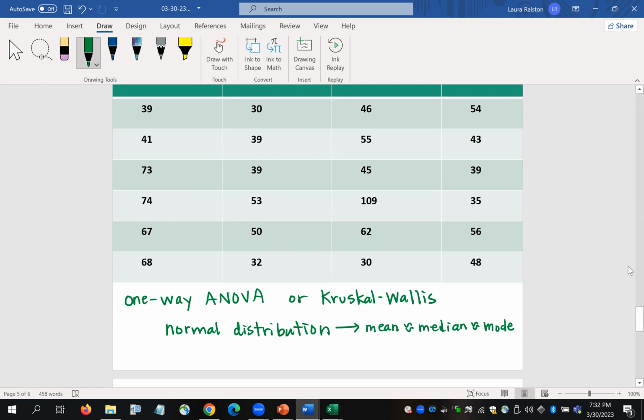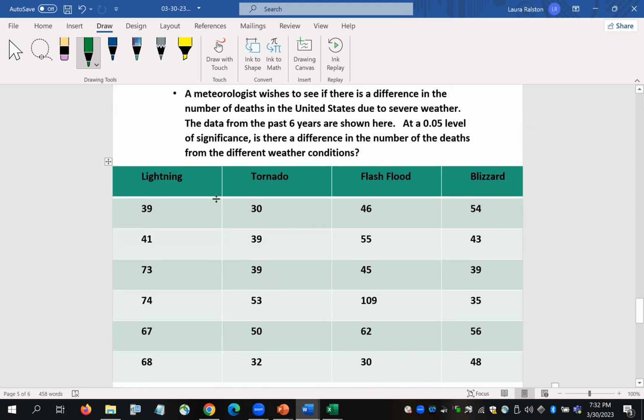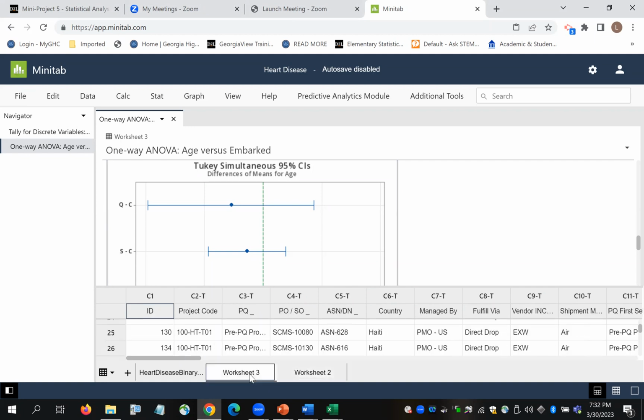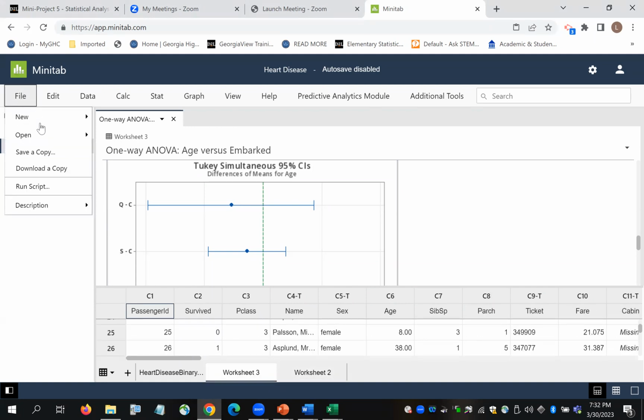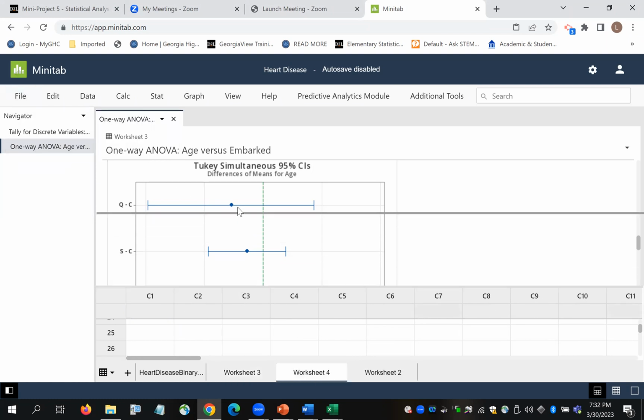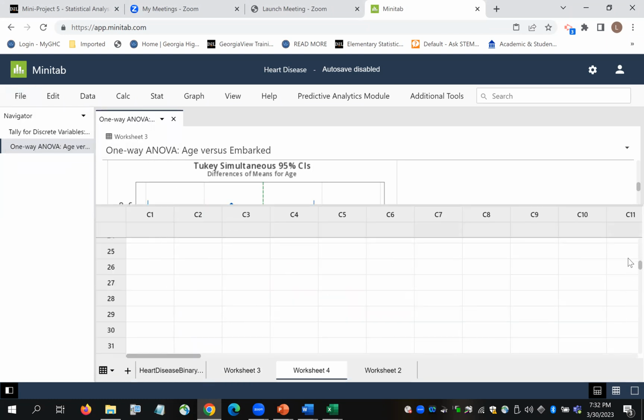Okay, so we have our categories. My categories are lightning, tornado, flash flood, and a blizzard. And then you have the number of deaths. So I'm going over to Minitab, and I'm going to get a new worksheet. And I'm going to enter my data.